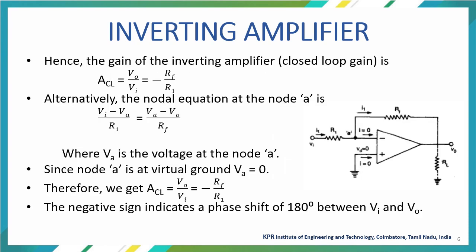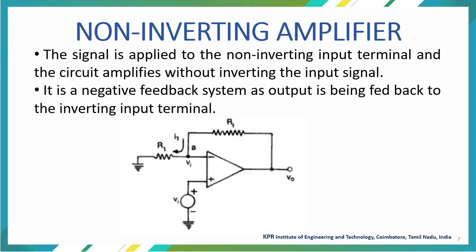The gain of the inverting amplifier is defined as output by input. So we write A is equal to V0 by VI, which, derived from the previous equation, is equal to minus RF by R1. This can be achieved with the help of the nodal equation also. When you apply the nodal equation at node A, it is given as VA minus VI by R1 equal to VA minus V0 by RF. Since the voltage at node A is equal to 0, we can write A is equal to V0 by VI, which is equal to minus RF by R1. The negative sign in the gain equation indicates there is a phase shift of 180 degrees between VI and V0.